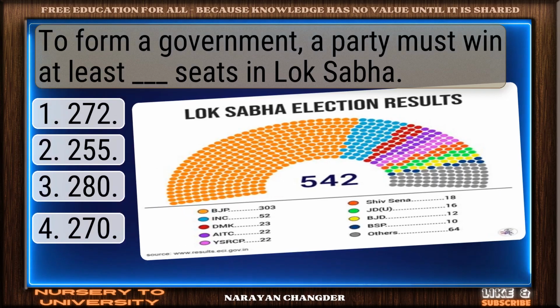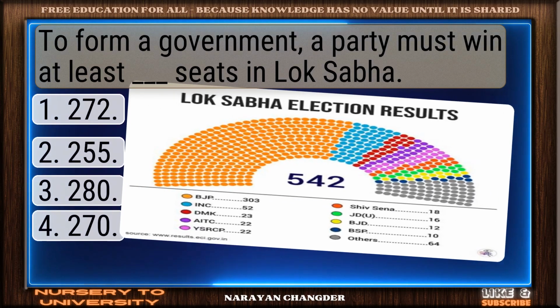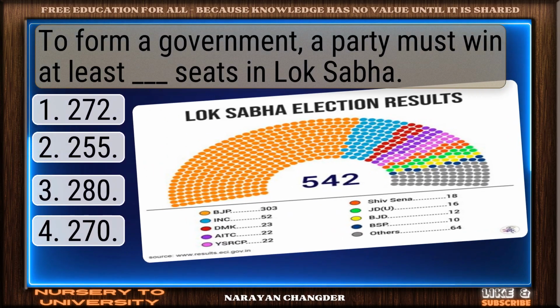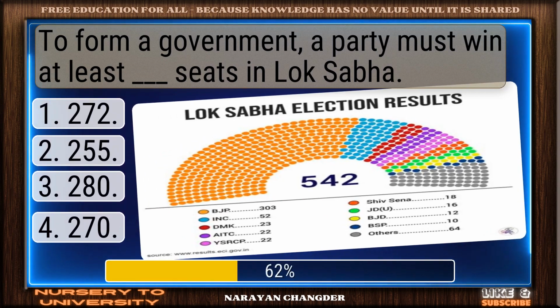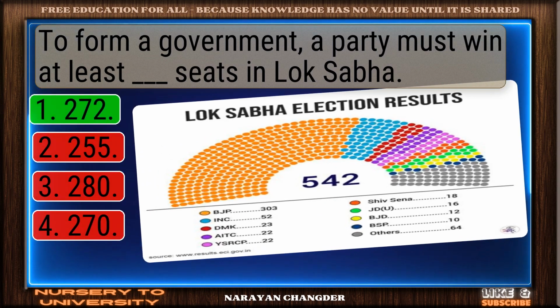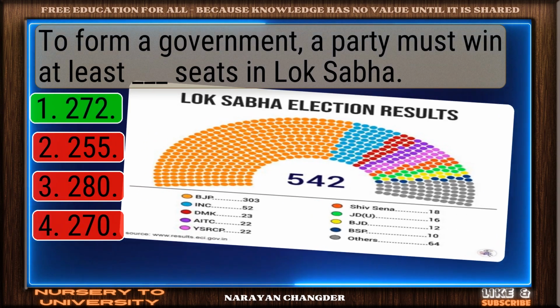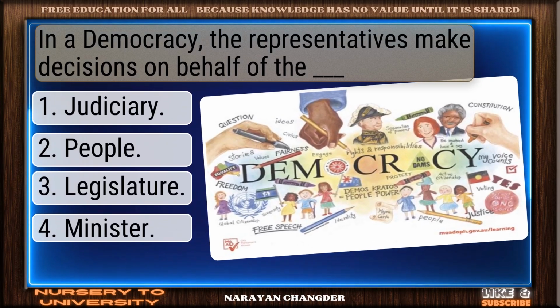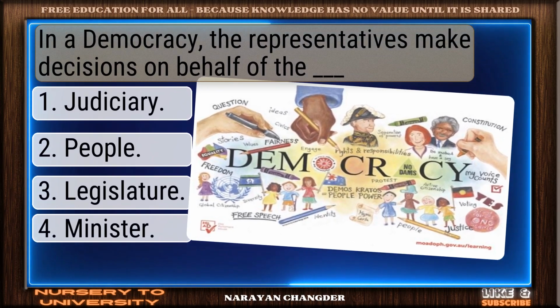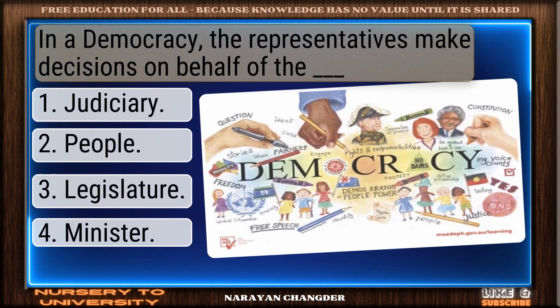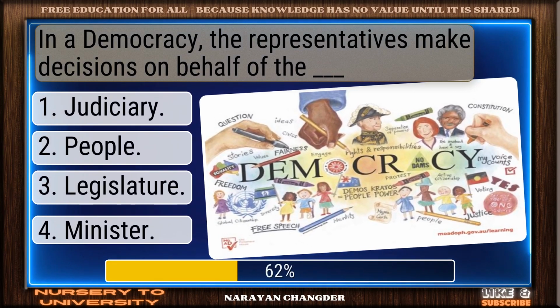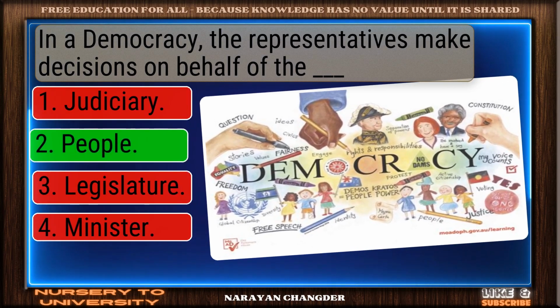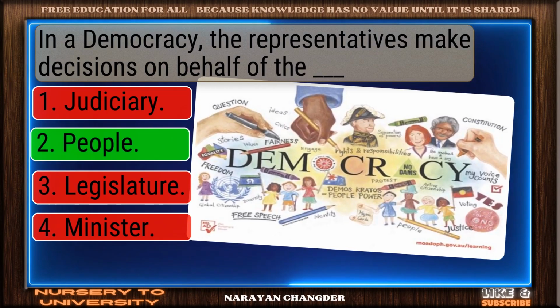Question number 51. To form a government, a party must win at least dash seats in Lok Sabha. Great job. 272 is the accurate answer. Question number 52. In a democracy, the representatives make decisions on behalf of the dash. Solid response. People is a valid choice.